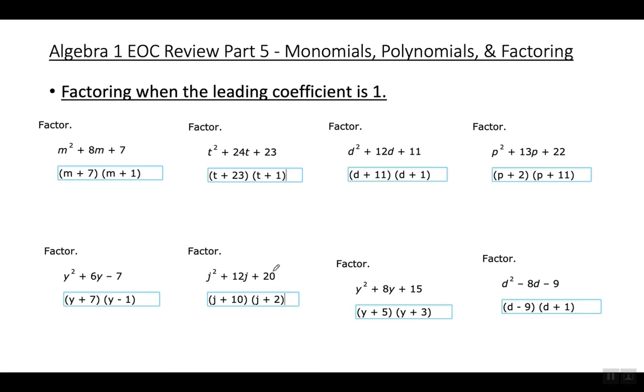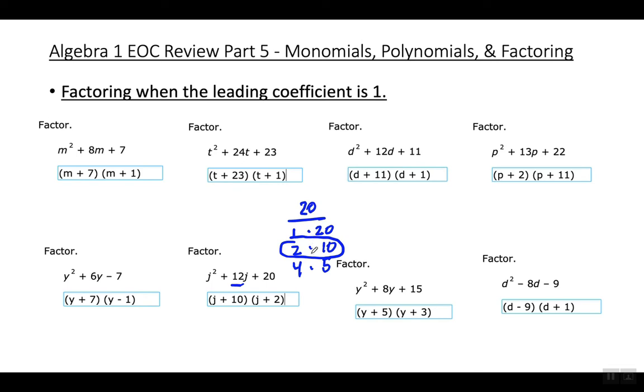Alright? And what you could do is this. You could write, okay, what numbers give me 20? What numbers can I multiply to get 20? I can multiply 1 times 20, 2 times 10, and 4 times 5. So check those combinations. When you add them, which one of them will give you 12? It's got to be this combination right here.